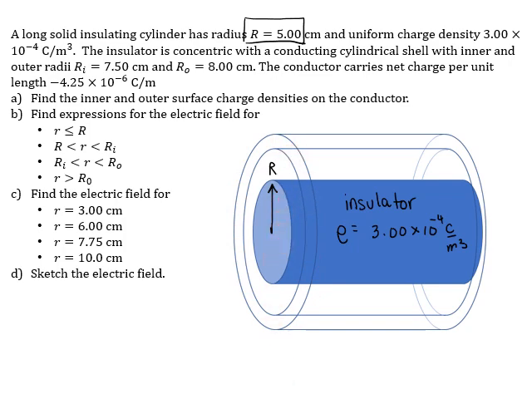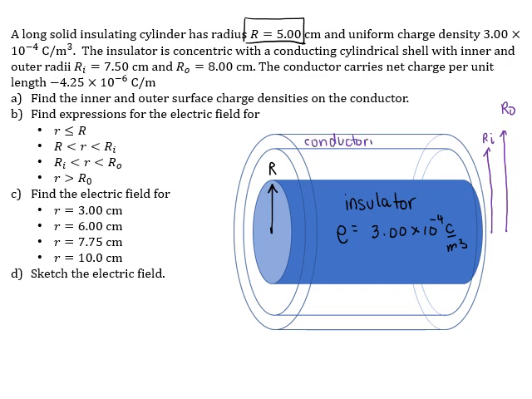The cylindrical shell has an inner radius. So from here to here, that's Ri, and it has an outer radius that's called Ro, and those numbers are given in the problem. Ri is 7.5 centimeters, Ro is 8 centimeters. The conductor is also charged, so this bit is the conductor.